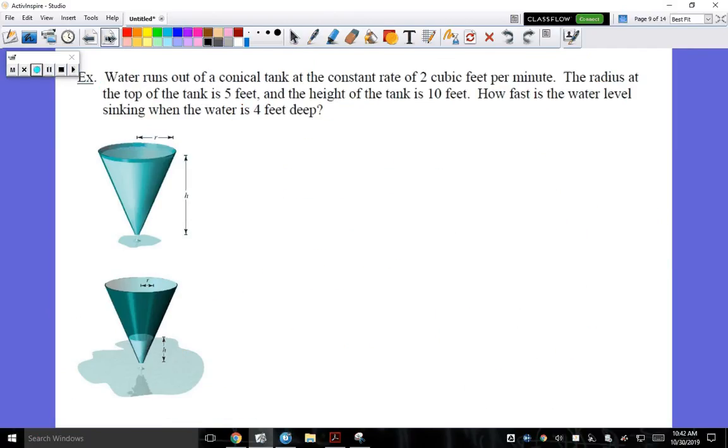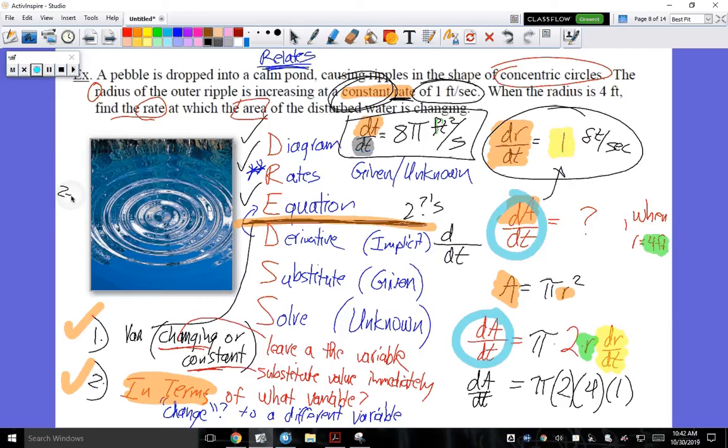Water runs out of a conical tank. So real quick, let's come over here. This is two-dimensional velocity. Okay? And this is probably like a level 2.